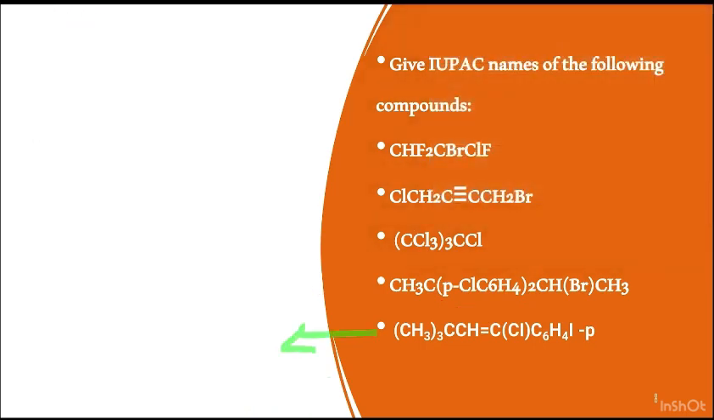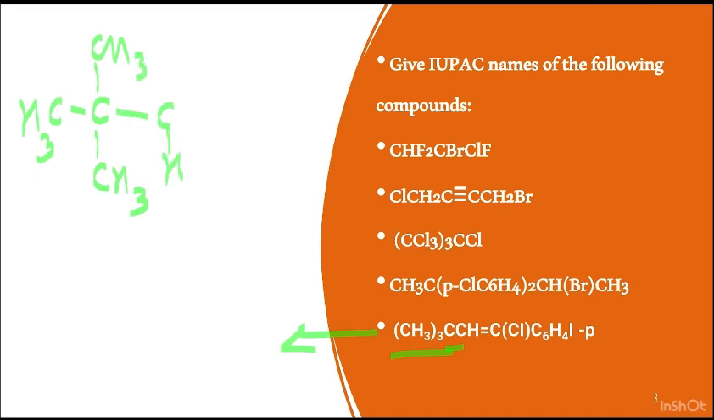And the last one is CH3 whole thrice on this carbon. Carbon has 3 methyl groups. Then you have CH. Then you have double bond CCl. Then you have benzene C6H4, meaning there are 2 substituents. One on this side and the other, at the para position, has iodo.